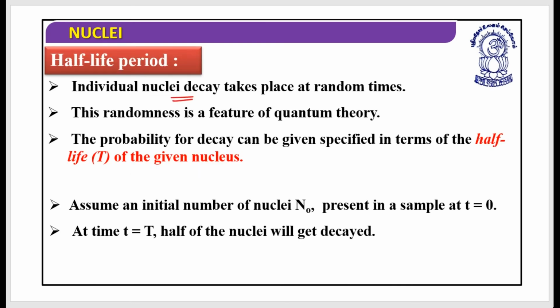Individual nuclei decay at random times, and this randomness is a feature of quantum theory. The probability for decay can be specified in terms of the half-life of the given nucleus. So let's assume that the initial number of nuclei, which we call n naught, is present in a sample at t equals 0, and at time t equals t, half of the nuclei will have decayed.